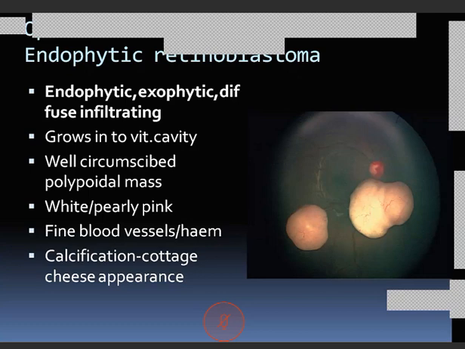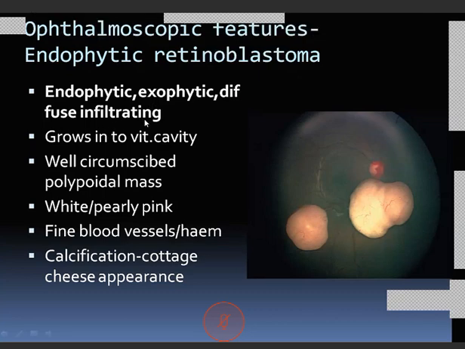Diffuse infiltrating means it infiltrates along the plane of the retina. It spreads, leading to plaque-like thickening of the retina. So 3 types: endophytic, exophytic, and diffuse infiltrating. When it grows into the vitreous cavity, we can see a well circumscribed polypoidal mass.